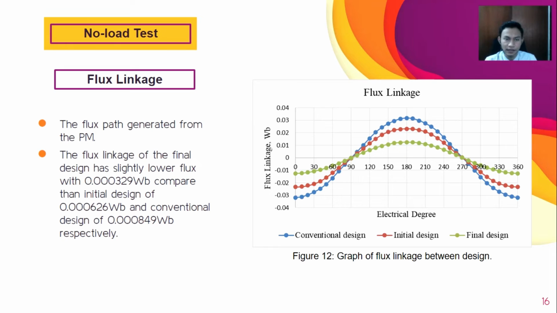Next is the no load test analysis of the flux leakage. Figure 12 shows the graph of the flux leakage between the conventional, initial, and final designs. The flux leakage is the flux generated from the permanent magnet. The flux leakage of the final design is slightly lower, at 0.0032 Weber, compared to the initial design of 0.0062 Weber and the conventional design of 0.00849 Weber.